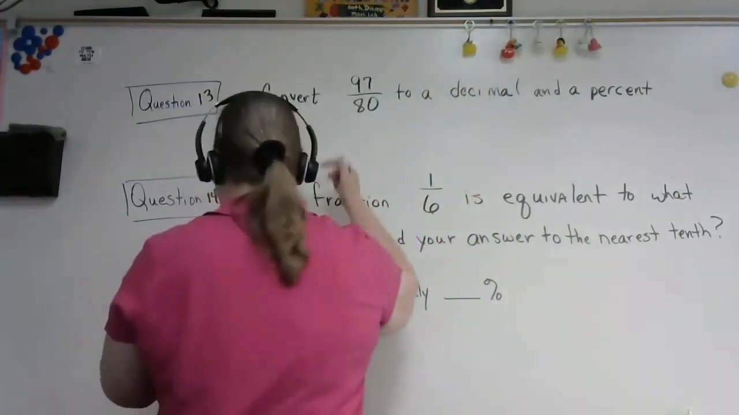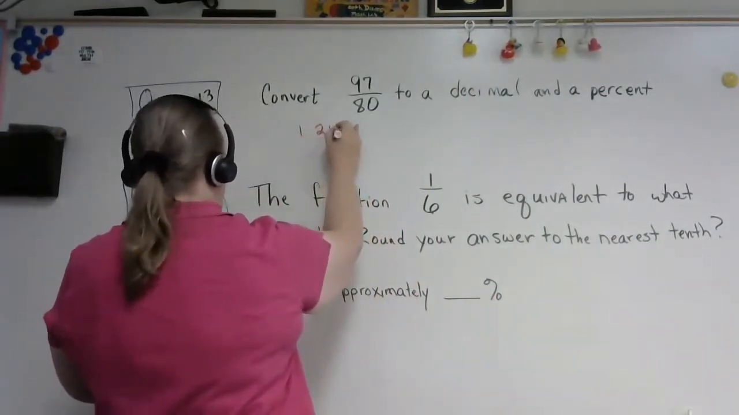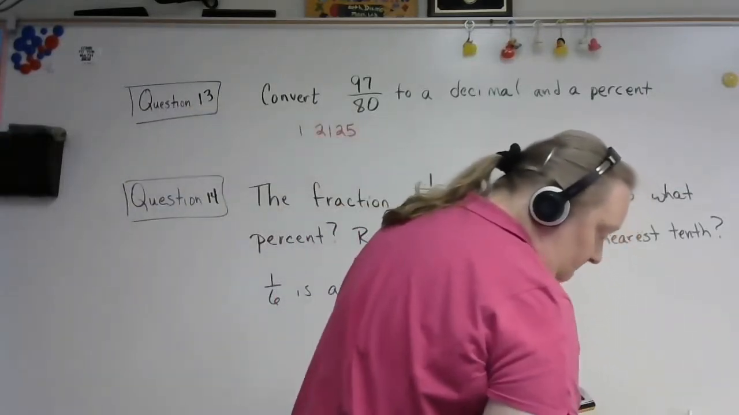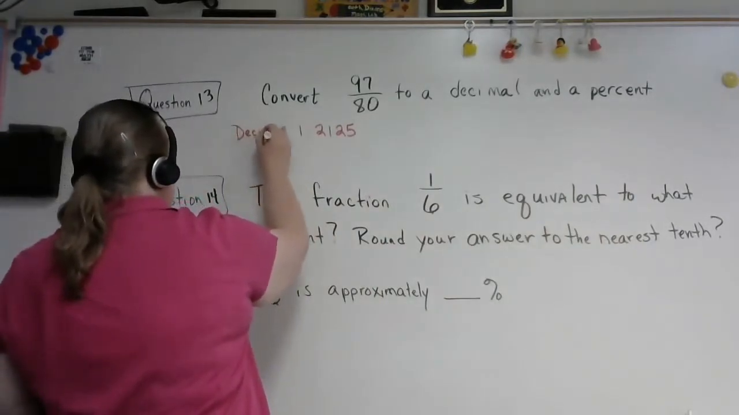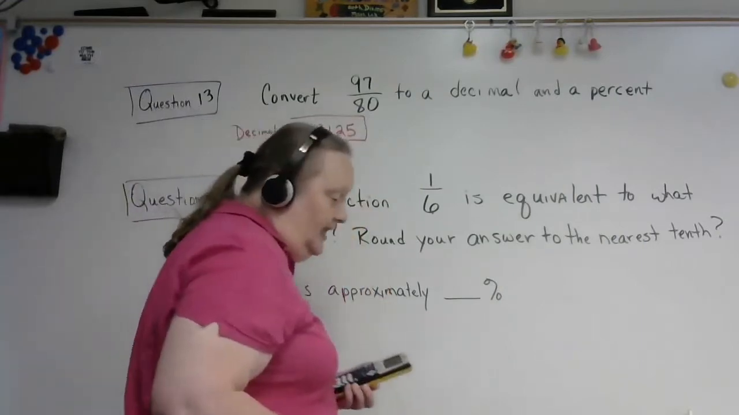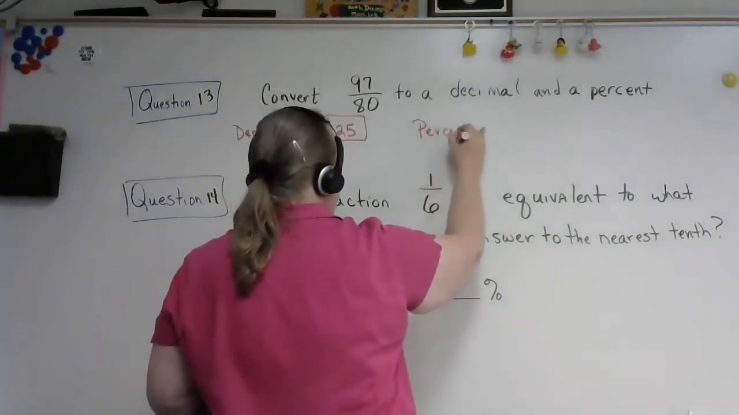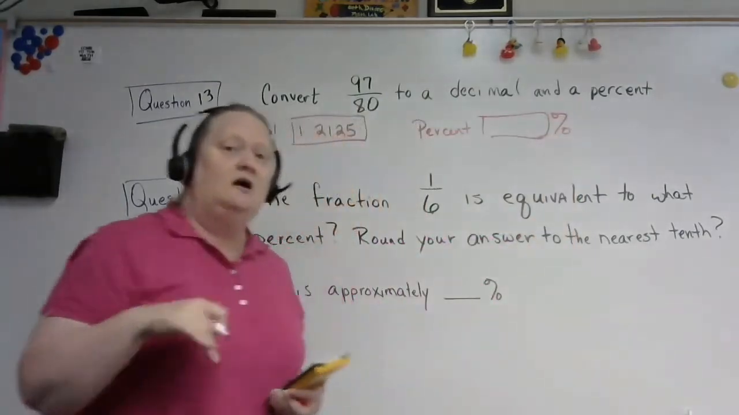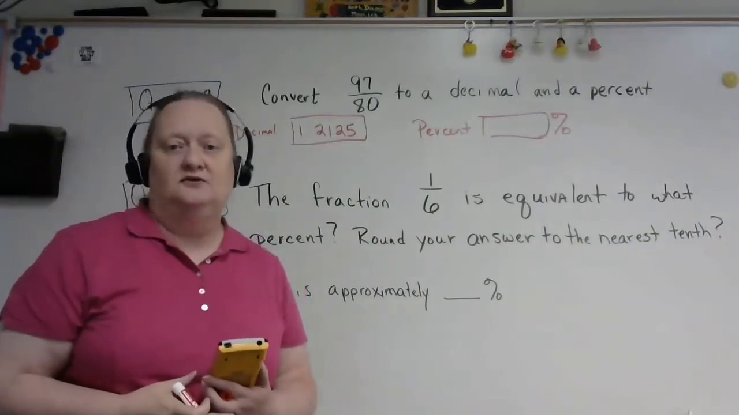That gives you your decimal of 1.2125, and on your computer, if you're matching this up to a computer problem, you would just type that into the decimal box. And then the percent, notice the percent box will say percent, and it has a box, but then it has the percent symbol. So we do not need the percent symbol. We'll just need to type in the number that goes with that.